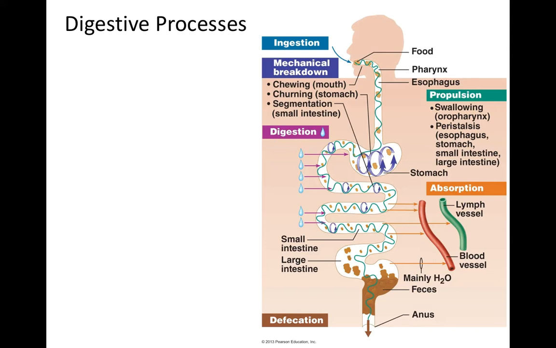We also start chemical breakdown in the mouth because we have salivary amylase that begins to chemically break down starch into glucose in your mouth as well. So we've got mechanical breakdown and chemical breakdown in the mouth. Then we swallow into the pharynx and esophagus, and we start into the next piece, which is propulsion. So swallowing allows us to move through here.